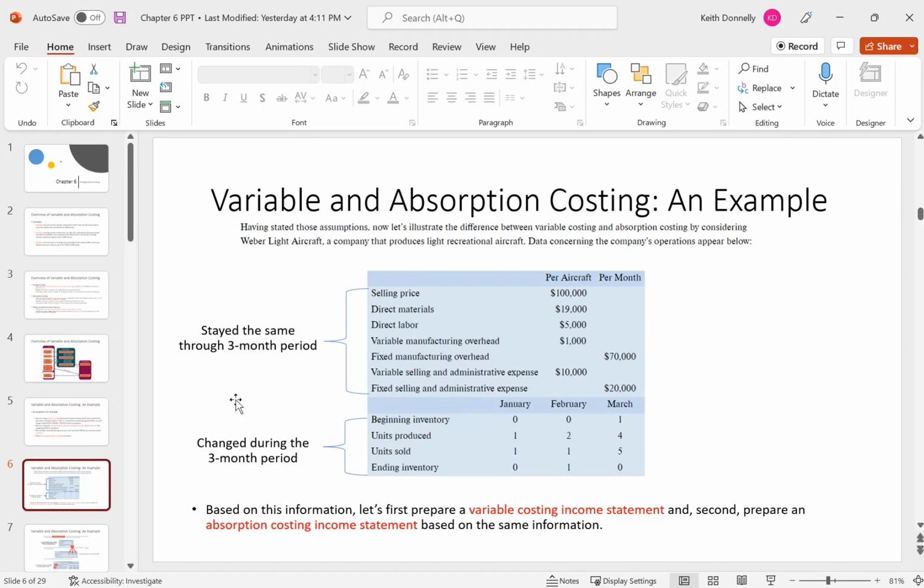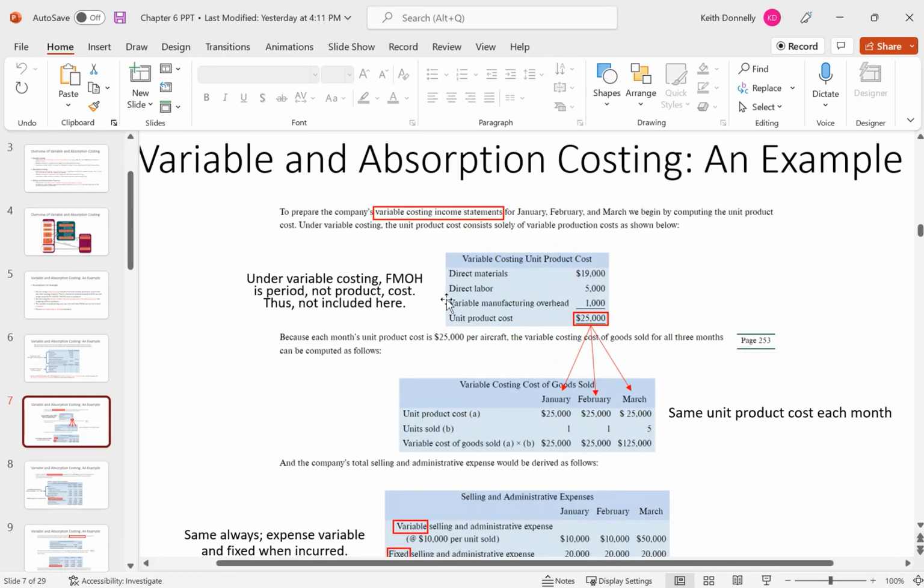Now, data concerning their operations is going to be shown below. It looks like we have 3 months, January, February, March. Then they're going to be giving us the selling price per aircraft, our direct materials, our direct labor, our variable and fixed manufacturing overhead, and then we have some SG&A down here. Okay? So based on this general information, let's first prepare a variable costing income statement. Afterwards, we'll look at an absorption costing income statement.